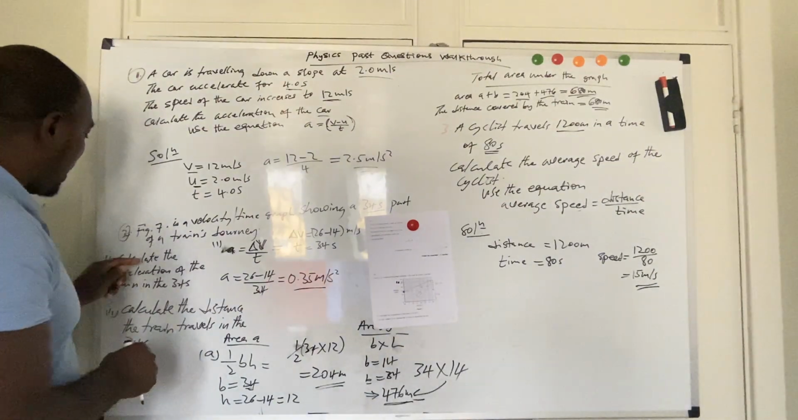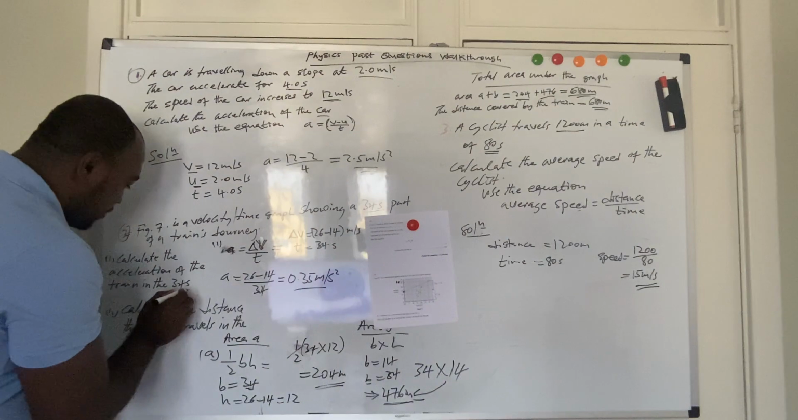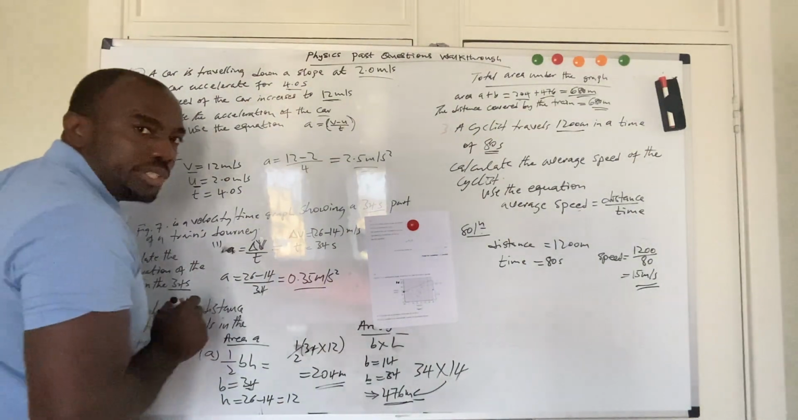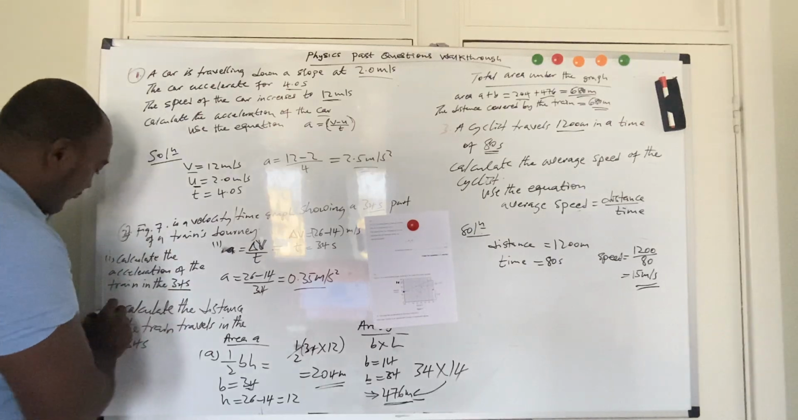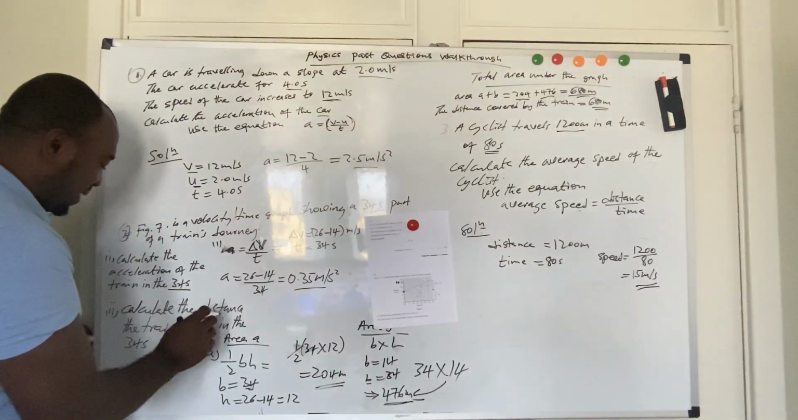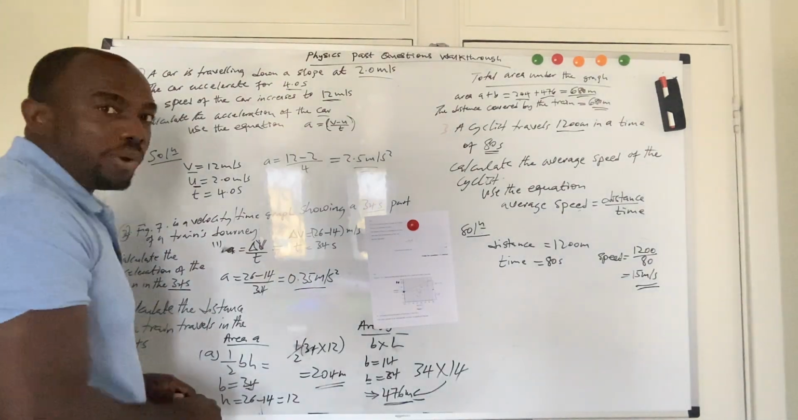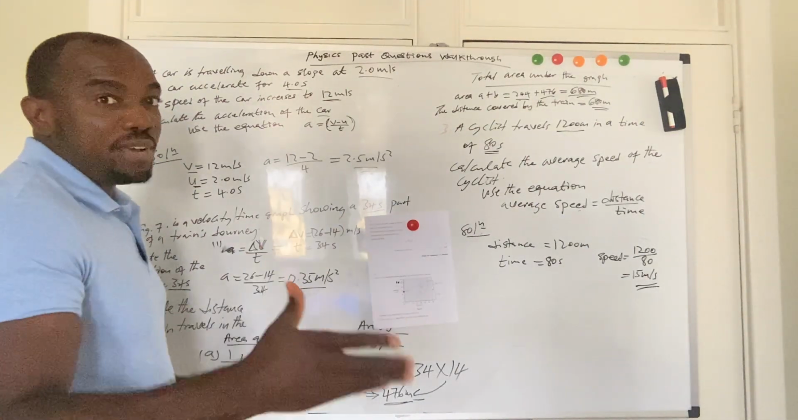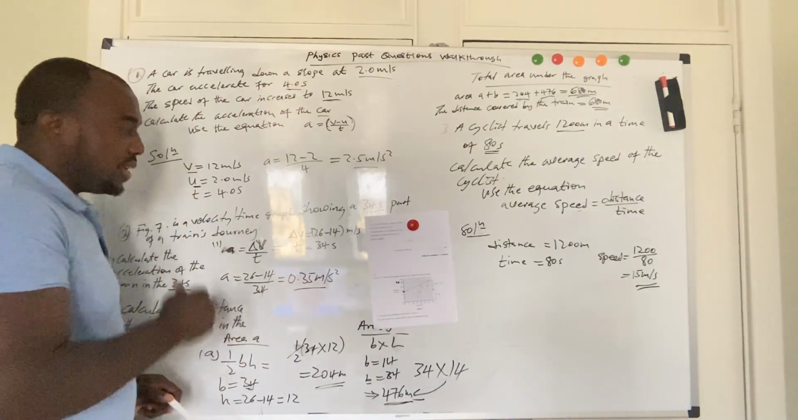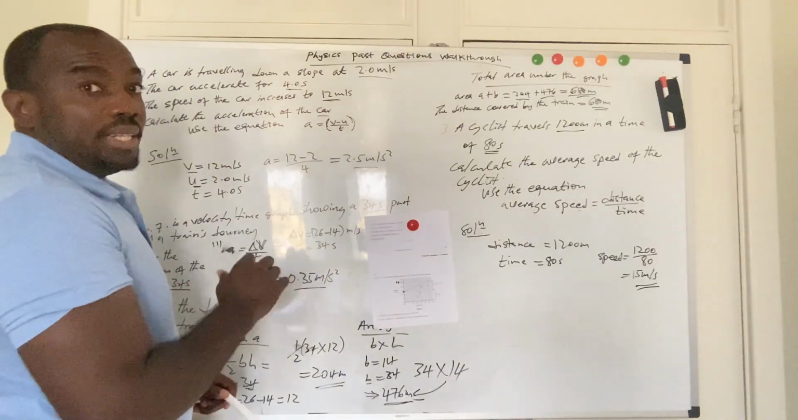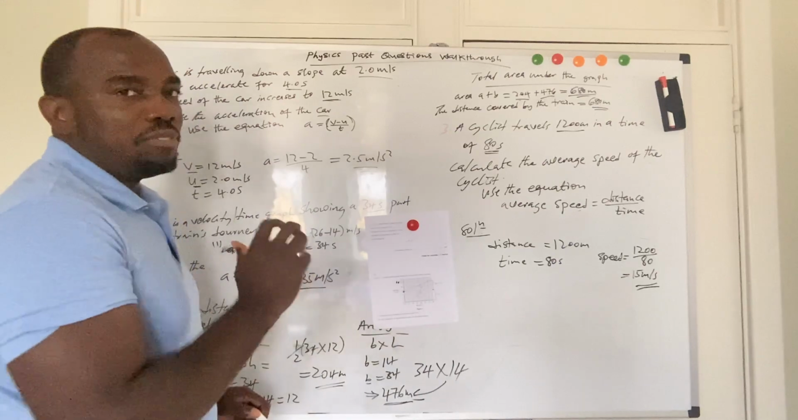First question, calculate the acceleration of the train in 34 seconds. And then calculate the distance the train covered in the 34 seconds. So we are required to calculate the acceleration within the first 34 seconds of the journey and the distance covered. So again, in this question, we are not given the formula. So we have to find the formula.